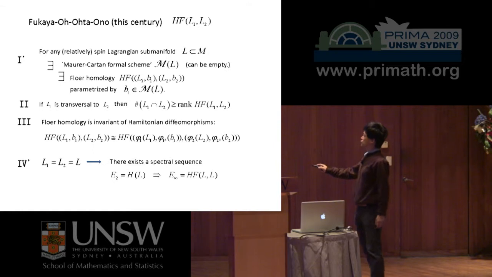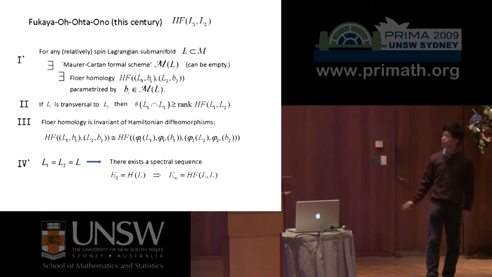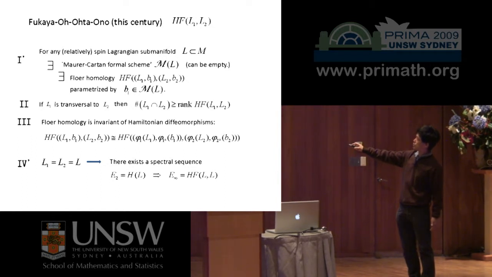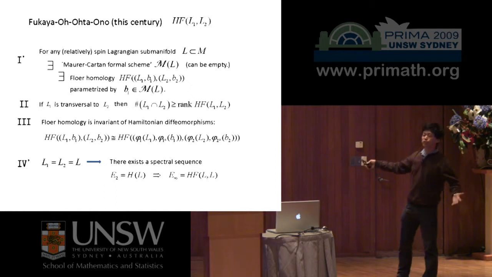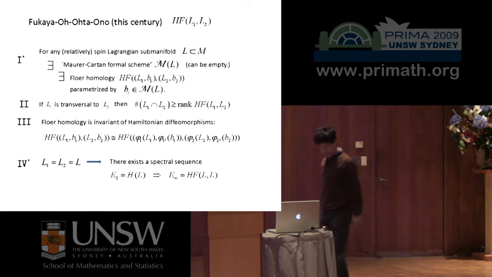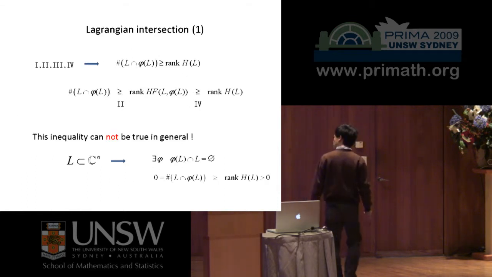Then we use property 4. If both Lagrangian submanifolds are L, then the Floer homology is the ordinary homology group. Maybe we also need property 3, that the Floer homology is invariant under Hamiltonian diffeomorphism. Then this one is isomorphic to the ordinary homology, and this rank is not smaller than this rank. Then in total we get this inequality, so you can estimate the number of intersections by the Betti number. And this inequality is actually not true.